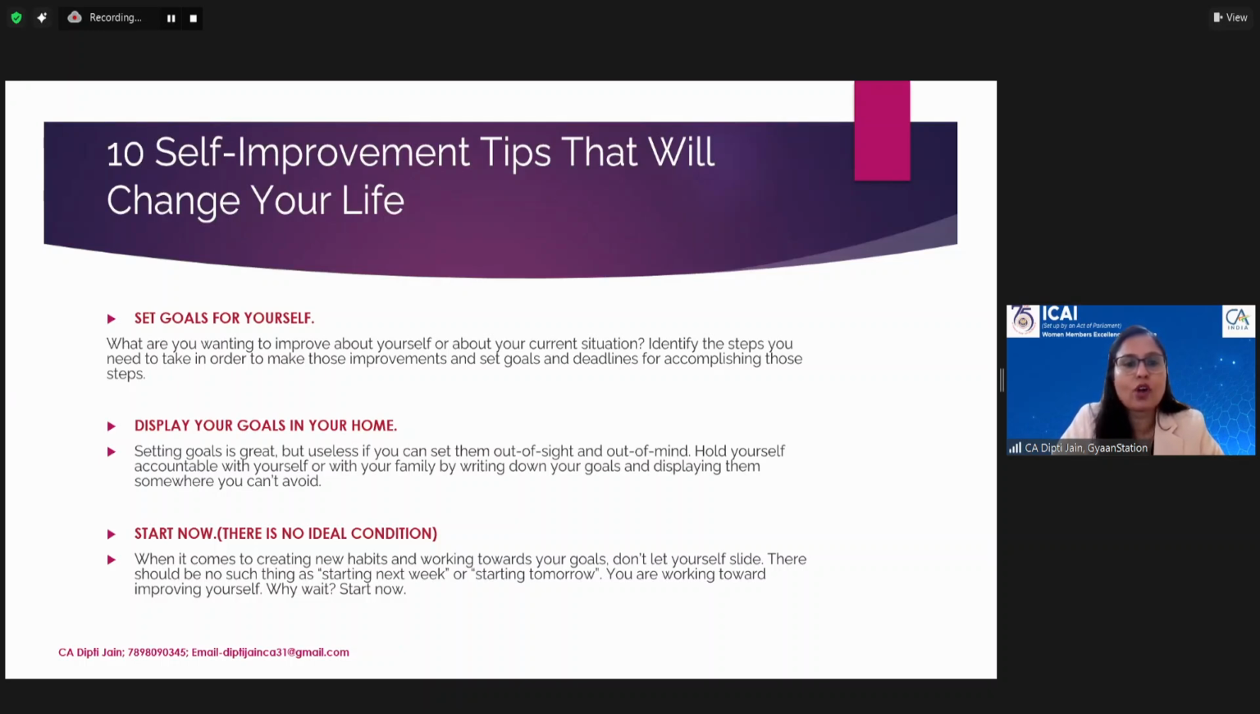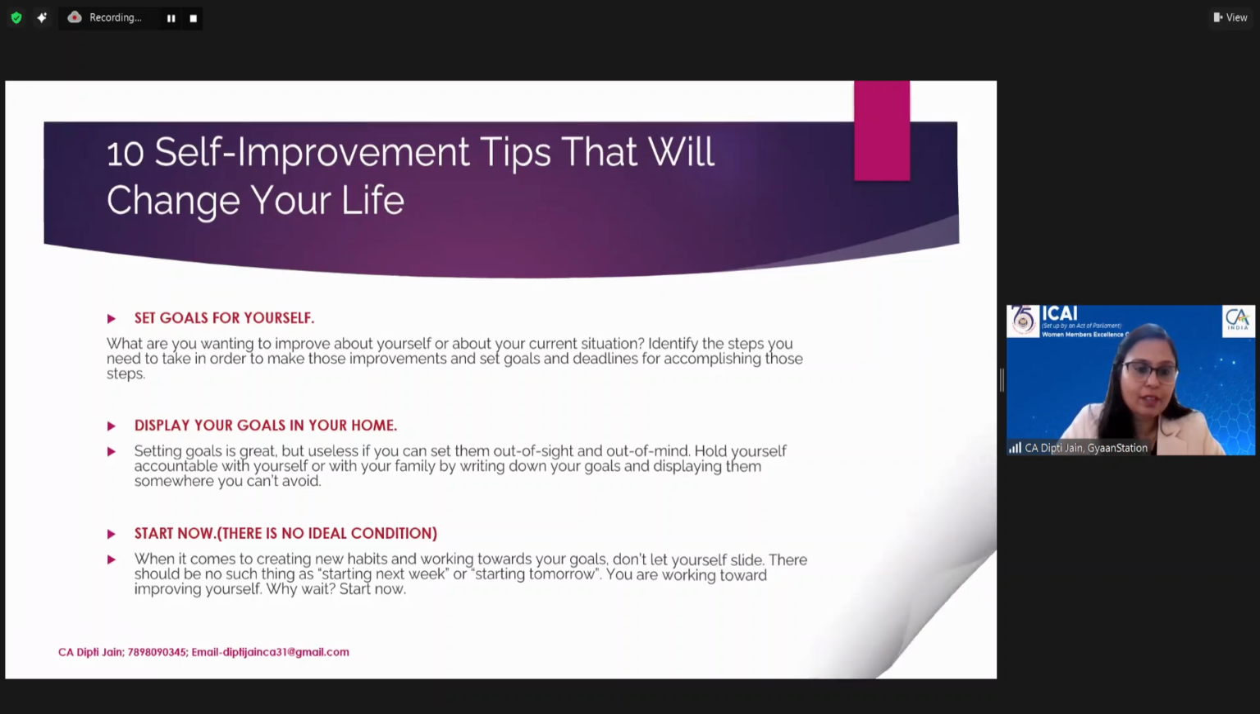Display your goals in your home. With respect to long-term goals, you should display those goals in your home, preferably at a place you see before sleeping or after waking up in the morning. You can even display the goals of your family members. Ask your family members to write down their own goals. It will help them also to stay focused, concentrated, and make the best use of their time.